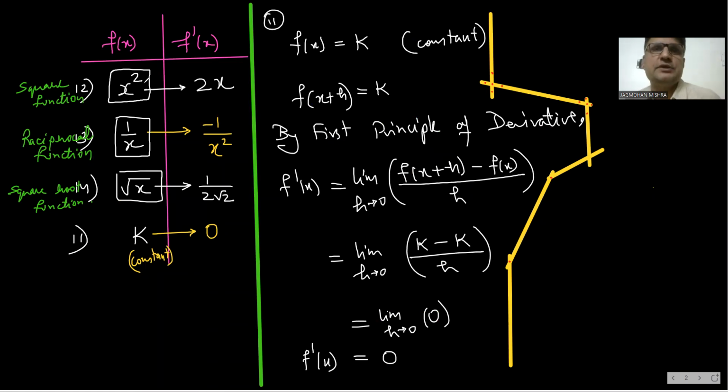This is square function. Square of what? Obviously, x ka square, variable square. This is reciprocal function. Whose reciprocal? Obviously, x ka reciprocal. This is square root function. Whose square root? X ka square root, variable ka square root. Okay. So students, you have to name everything. You have to know the name of all these functions.